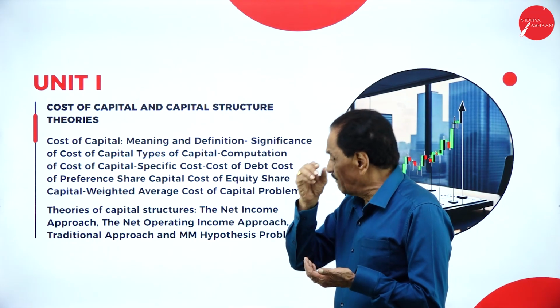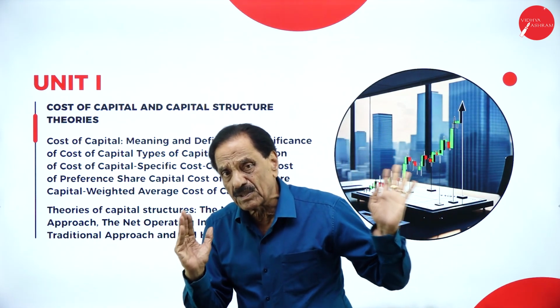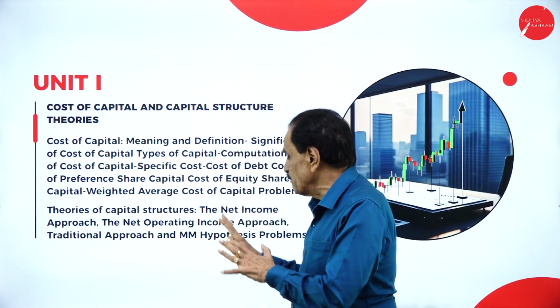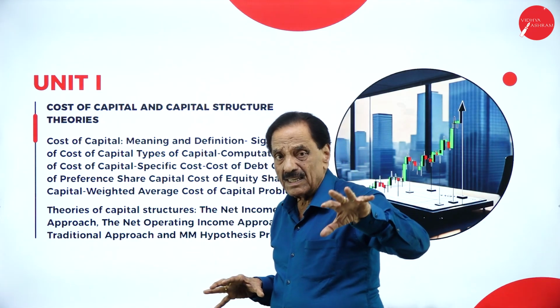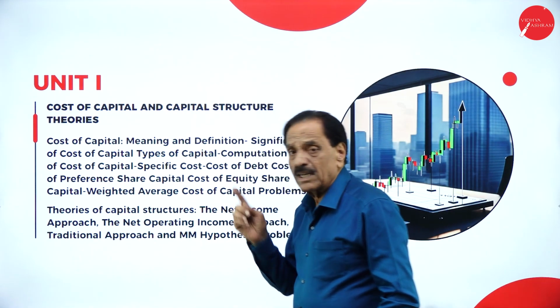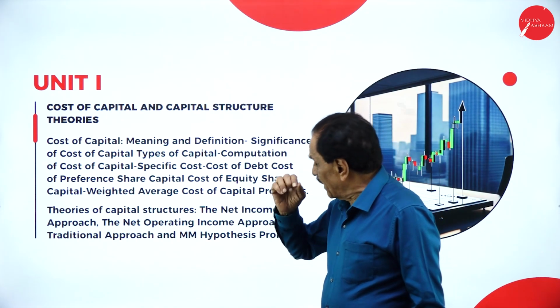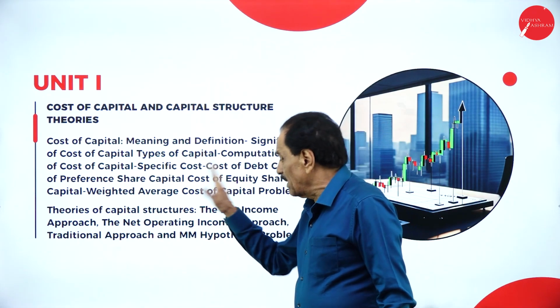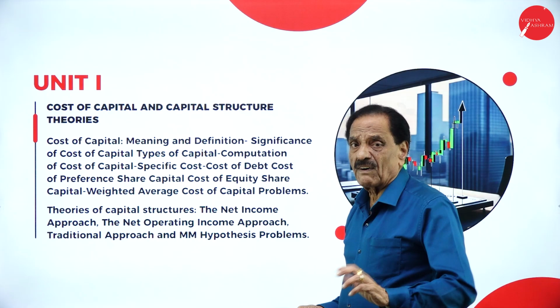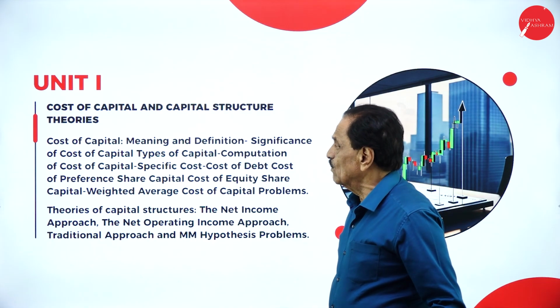Net income approach 5 marks, net operating income approach 5 marks. By chance, if they do not ask it that way, they may ask the hypothesis directly for 10 marks. So we divide it: 5 marks for the net income approach and 5 marks for the net operating income approach. If not asked so in the examination, the hypothesis will be asked for 10 marks. So this goes in favor of Unit 1.